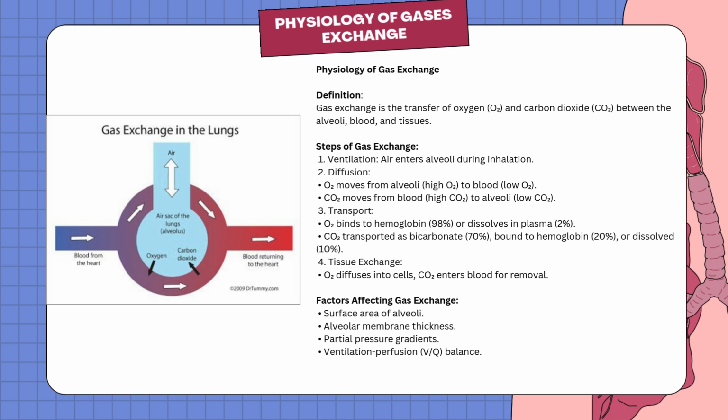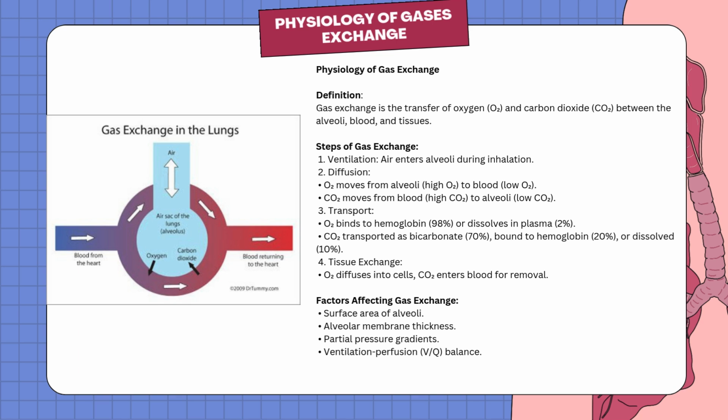And the third one will be the transport. Oxygen will bind to hemoglobin, 98%, or dissolve in plasma, 2%. Carbon dioxide is transported as bicarbonate, 70%, bound to hemoglobin, 20%, or dissolved, 10%. The last one will be the tissue exchange. O2 diffuses into cells and CO2 enters blood for removal.